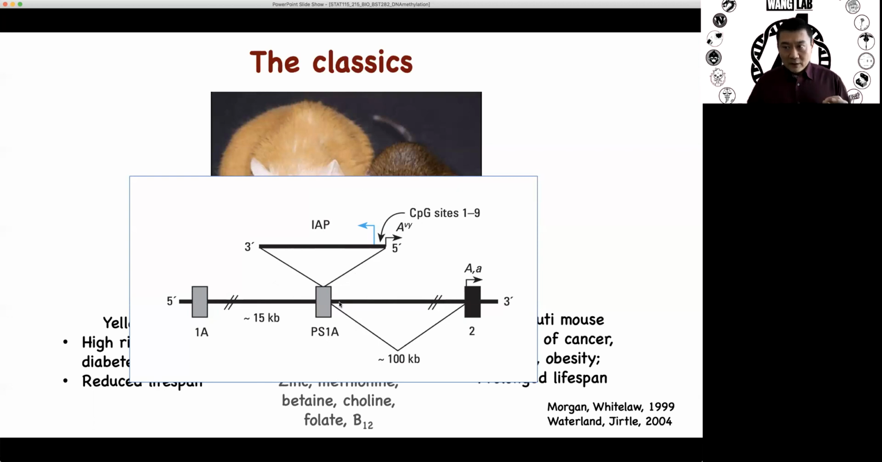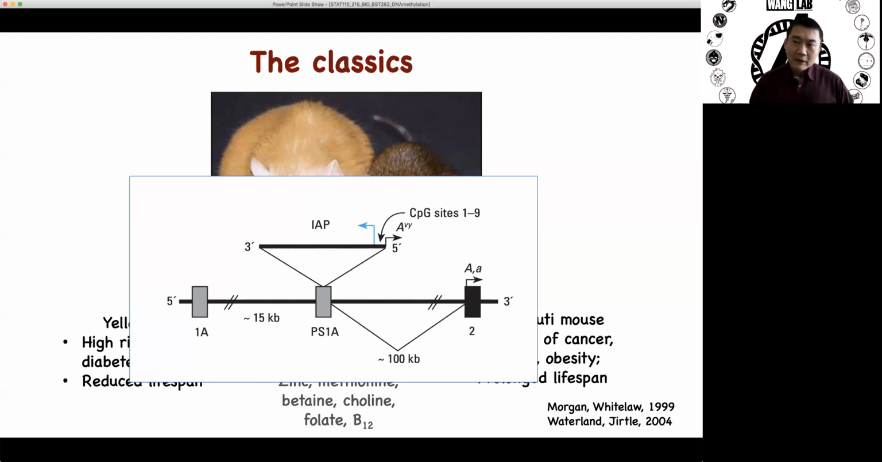But when mothers take folic acid or B12 as a supplement during a critical window of pregnancy, the baby is able to methylate, to put DNA methylation over this IAP element. When this element is methylated, it can no longer act as a cryptic promoter, so it can no longer drive the abnormal expression of the agouti gene. The gene expression returns to normal, and you end up with a wild-type looking progeny.